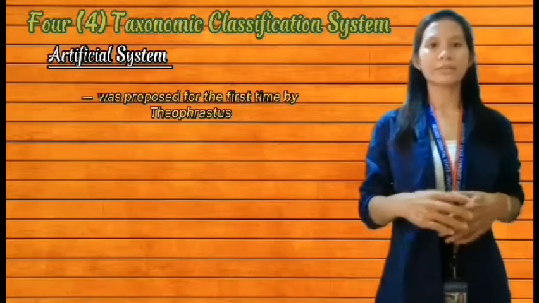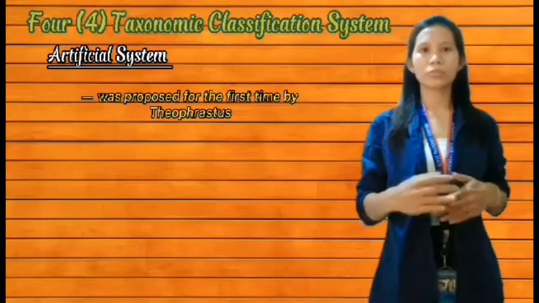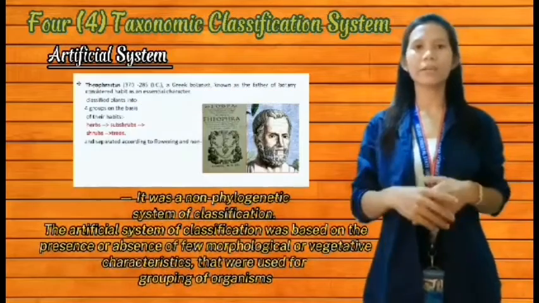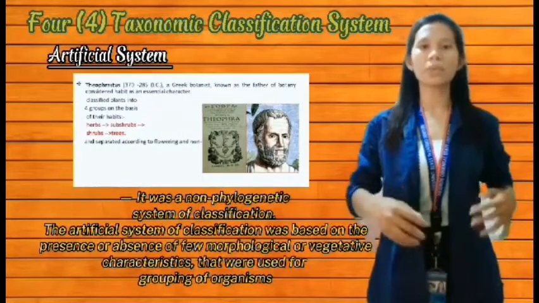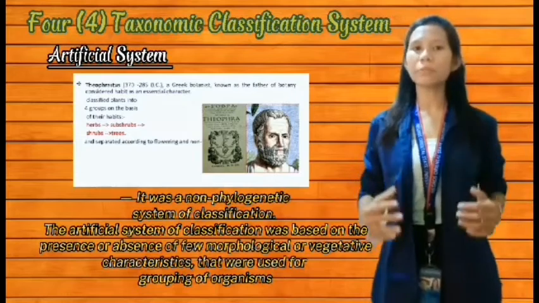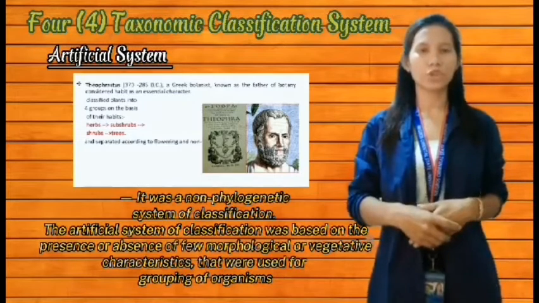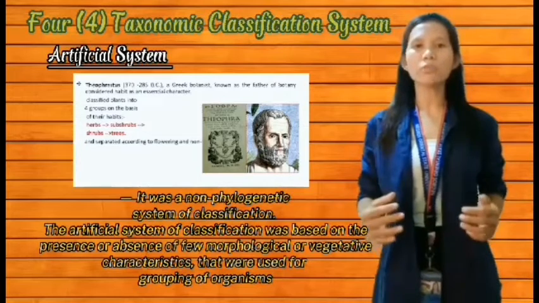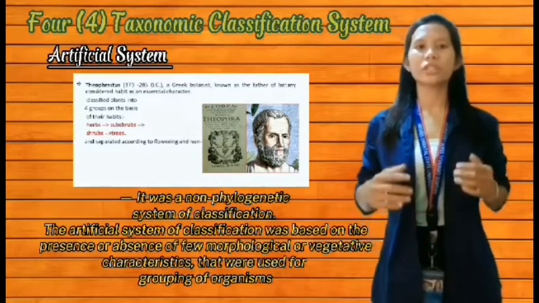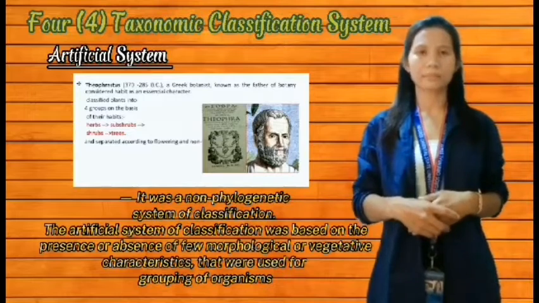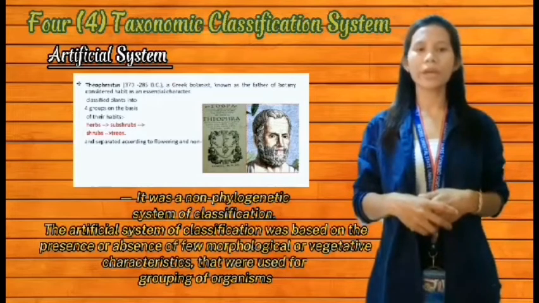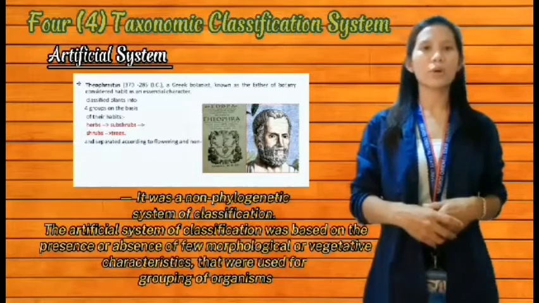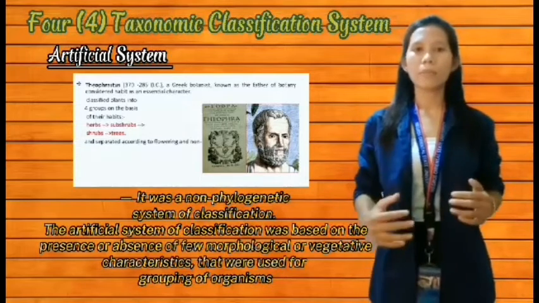The artificial system was proposed for the first time by Theophrastus. It was a non-phylogenetic system of classification. The artificial system of classification was based on the presence or absence of a few morphological or vegetative characteristics that were used for grouping organisms or differentiating one group of organisms from another.